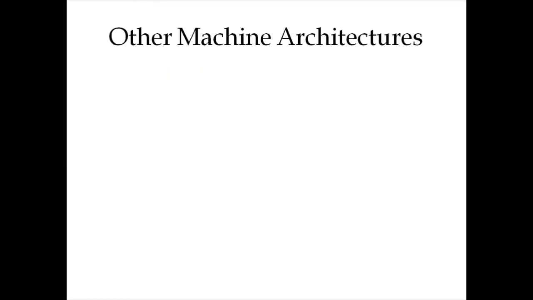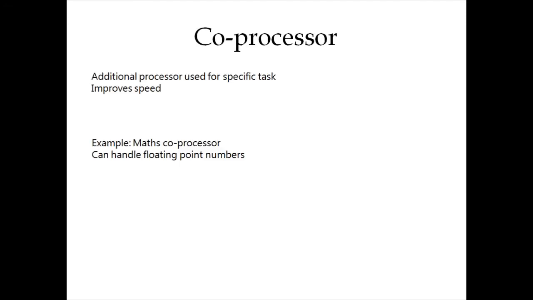Other machine architectures. Millions of pixels are drawn on your computer screen in a fraction of a second. A single ALU would take ages to calculate the colors for them. Let's look into some other architectures. A coprocessor is an additional processor used for a specific task. It improves the overall speed of the computer.